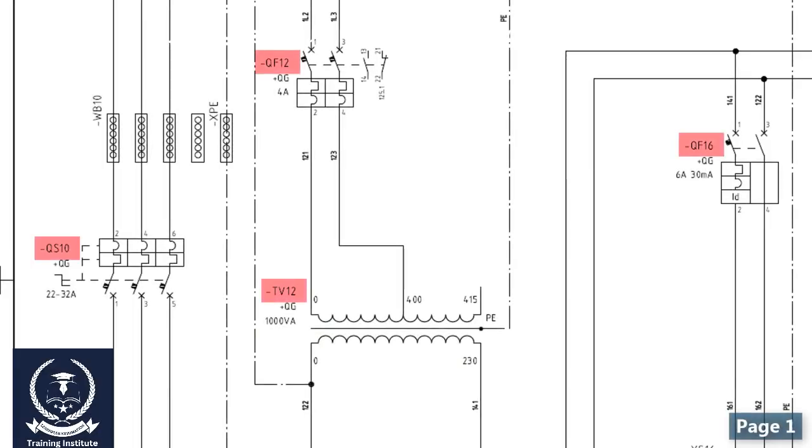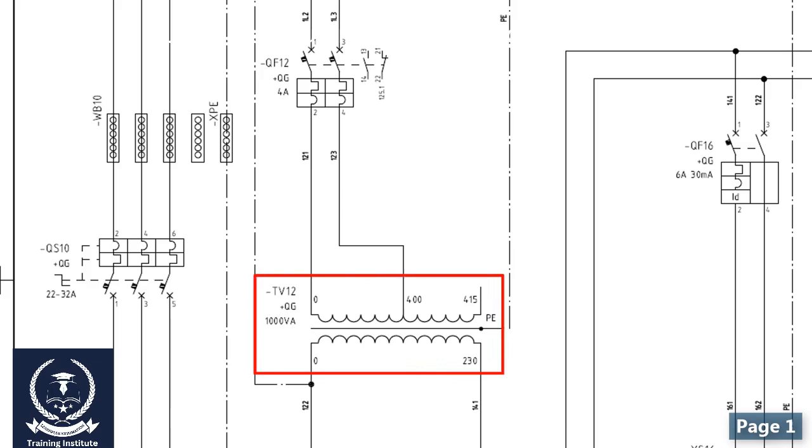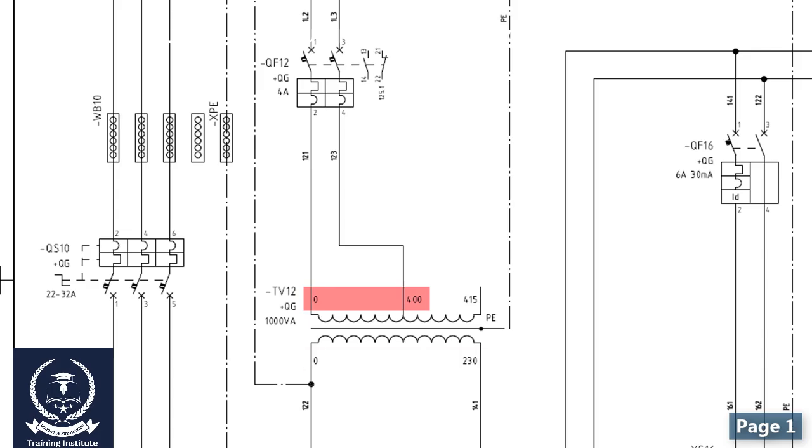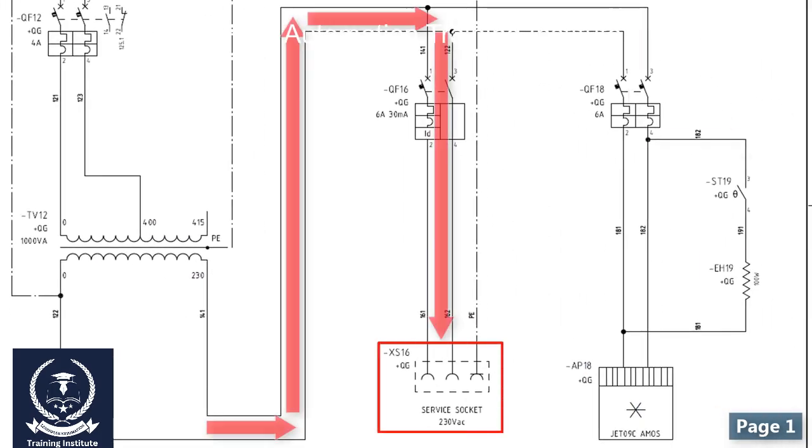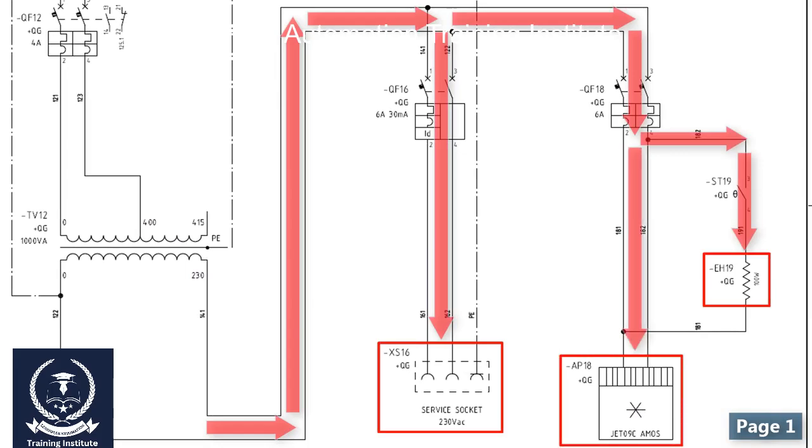There are the tags for the devices within the panel as well. If you were looking at the wiring diagram and you didn't know what this device is, then you could find it in the panel using this tag. This transformer converts the 400 volts to a single-phase 230 volts to feed the power receptacle or socket, the heater, and the fan.